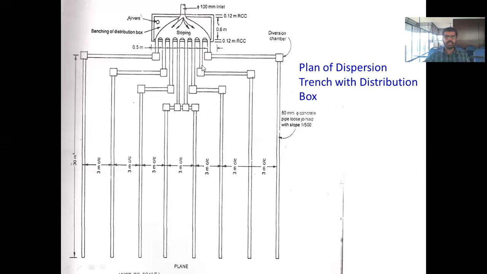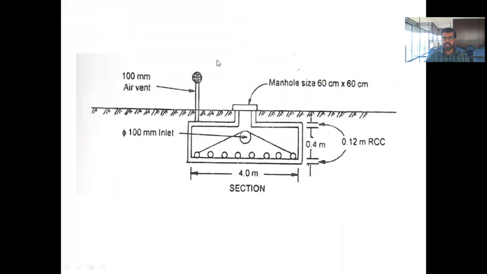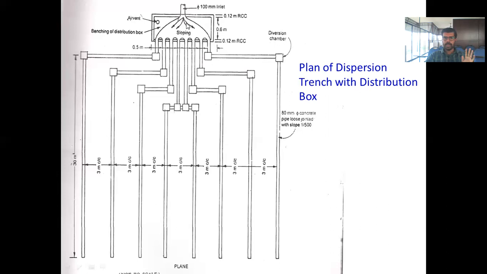So this is the plan. The section of this area we have initially seen in this diagram. This is the section, and this is the plan. From here it has been distributed, and this is the diversion chamber. Because of this diversion chamber, you can divert the flow to this side.